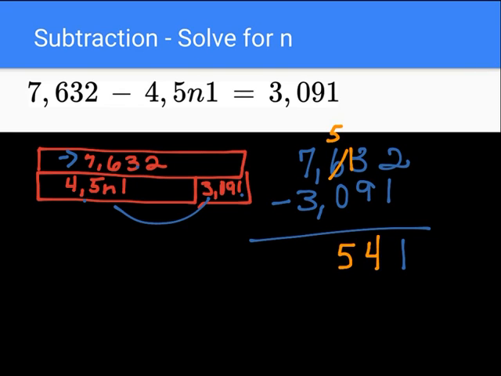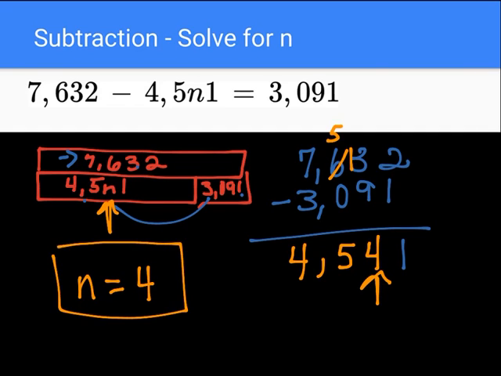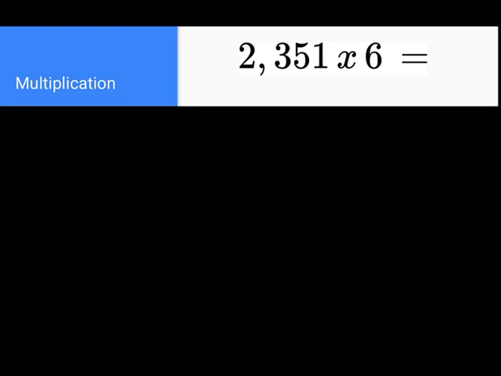5 take away 0 is 5. 7 take away 3 is 4. Now if I look, it matches, and I know that n equals 4. So this is your answer right there. Okay, let's go to multiplication.